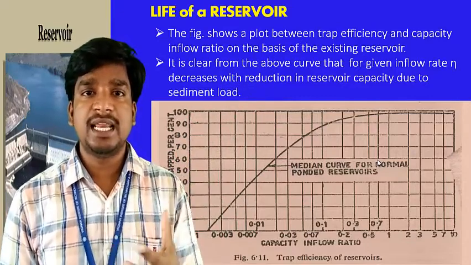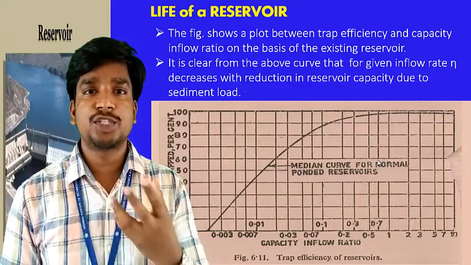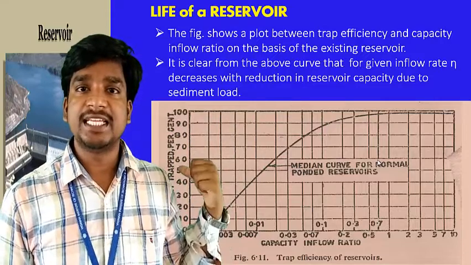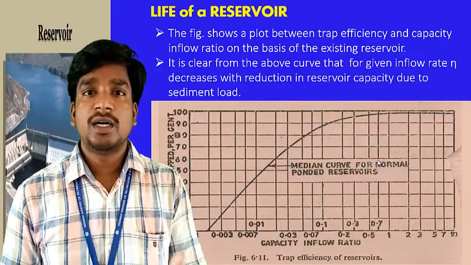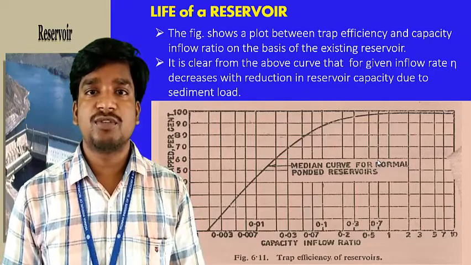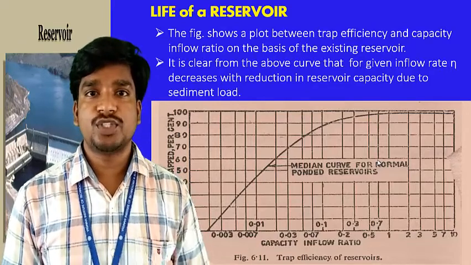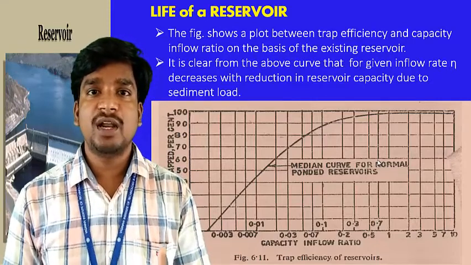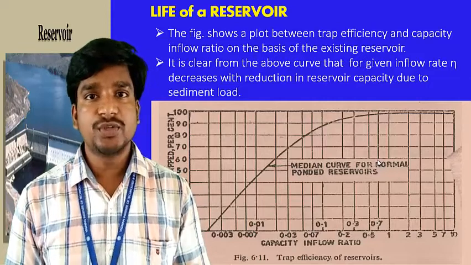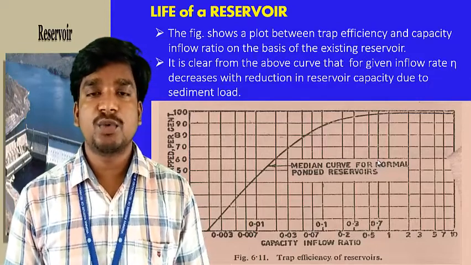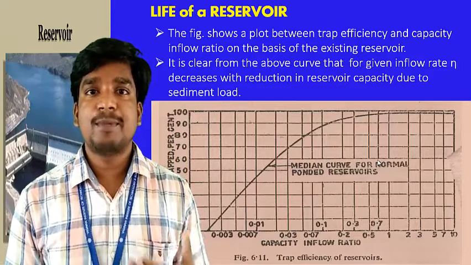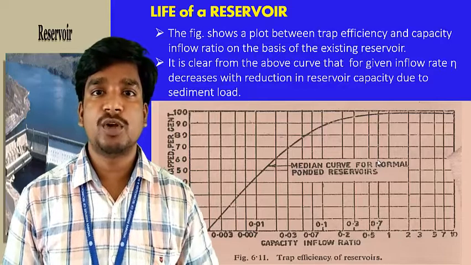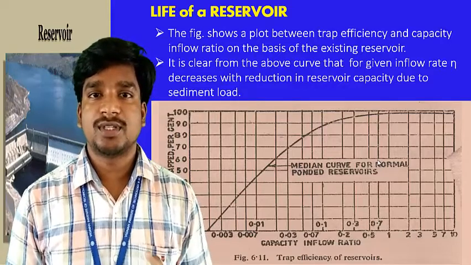It is statistical, analytical data from a survey conducted on small ponded reservoirs. So the trap efficiency is decreasing with respect to the reduction in the storage capacity of a reservoir due to sediment deposition. Obviously, if sedimentation is there in the reservoir, the storage capacity will be reduced. If the storage capacity is reduced, ultimately the trap efficiency is decreasing, and the percentage of sediment trapped will also decrease.